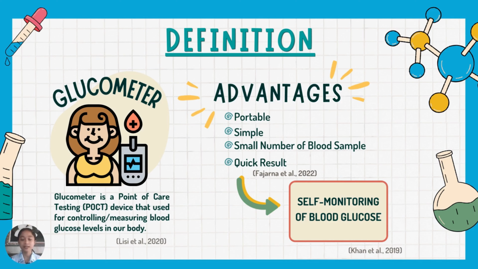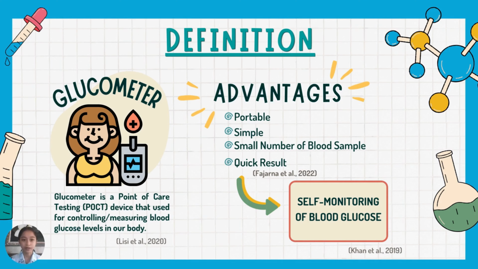Glucometer is a point of care testing, or POCT, device used for controlling or measuring blood glucose level in our body. Like other POCT devices, glucometer also has many advantages compared to general laboratory examination. Number 1, portable, it can be used anywhere, such as clinic, home, ambulance, or remote area. Number 2, simple, it can be done by ourselves without help from a professional. Number 3, small number of blood sample, this examination just needs a small drop of capillary blood. And number 4 is quick result. The result of the examination needs just 10 to 20 seconds to be ready.